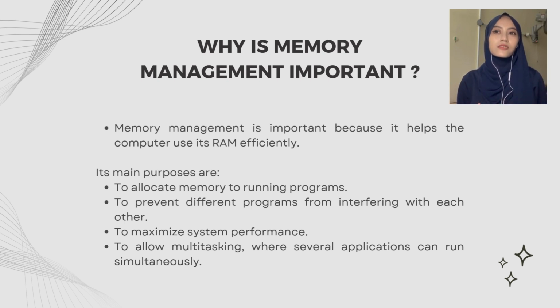Its main purposes are to allocate memory to running programs, to prevent different programs from interfering with each other, to maximize system performance, and to allow multitasking where several applications can run simultaneously. For example, you can open Microsoft Word, Google Chrome, and Spotify at the same time because the operating system manages memory for each application separately.